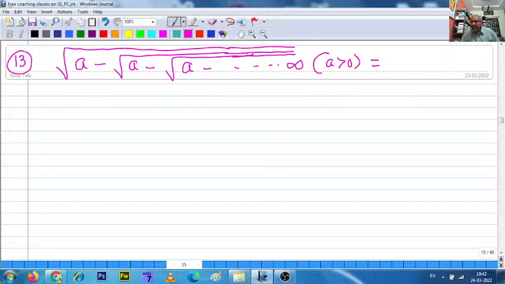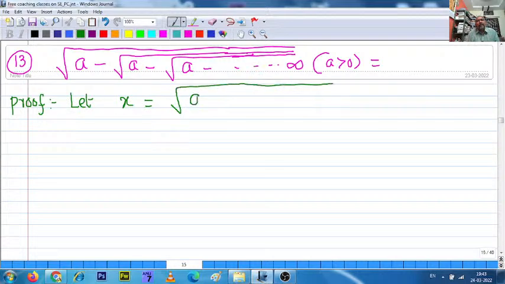Don't worry, while solving the problems you will be able to solve them even without paper and pen. First, try to understand the concept of how we can generate the formula. So let us generate the formula. Now write down the proof. Our solution also we can write, no problem. Again, let us say x equals root of a minus root of a minus root of a minus and so on to infinity.